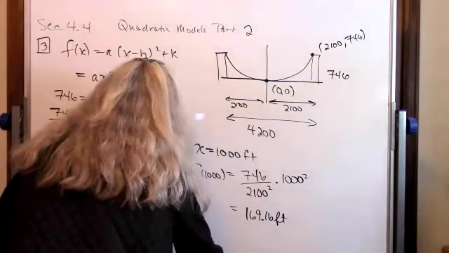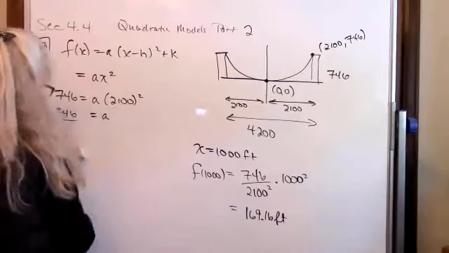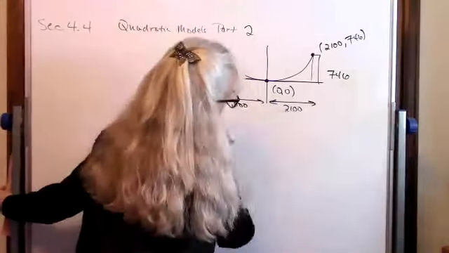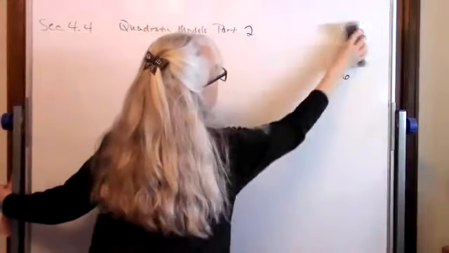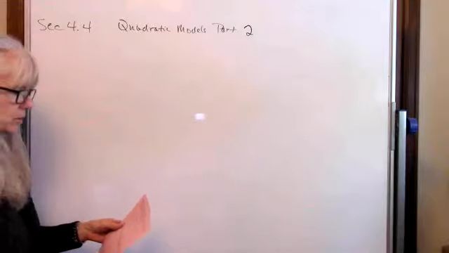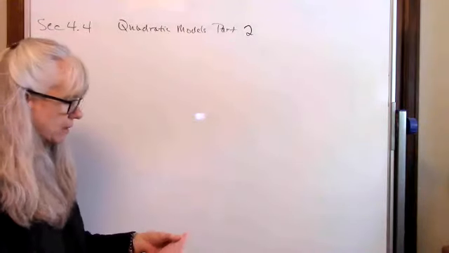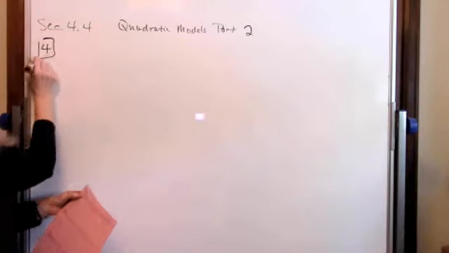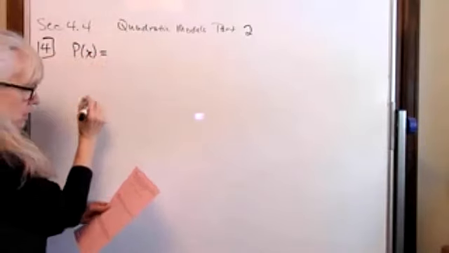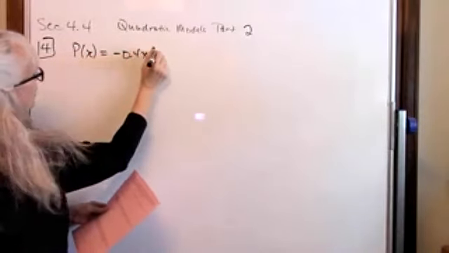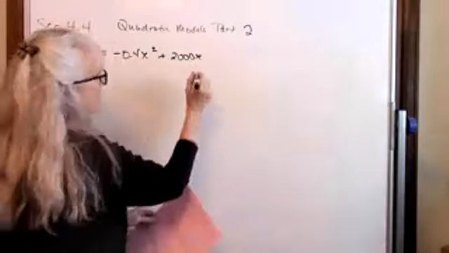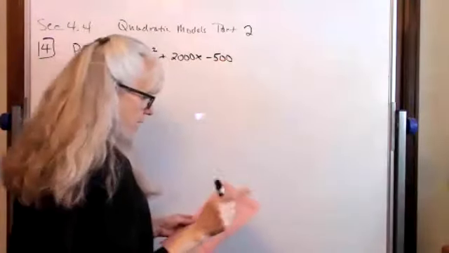Example 4. Reads, a greeting card manufacturer can produce up to 5,000 cards per day. The profit made from the sale of these cards can be modeled by the function, and they give us the function. We don't have to write it. It's p of x, which is equal to a negative 0.4 x squared plus 2,000x minus 500, where p of x is the profit.